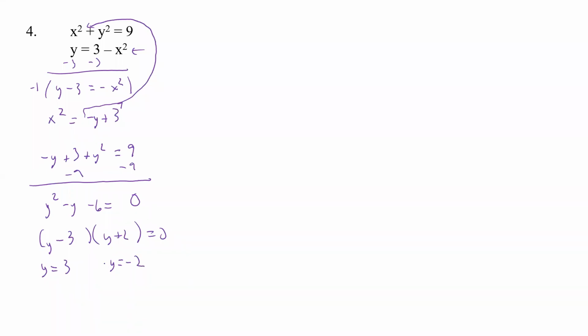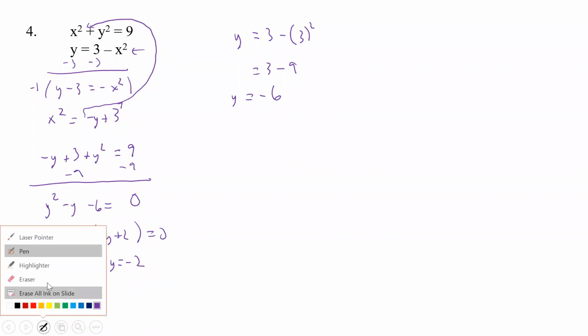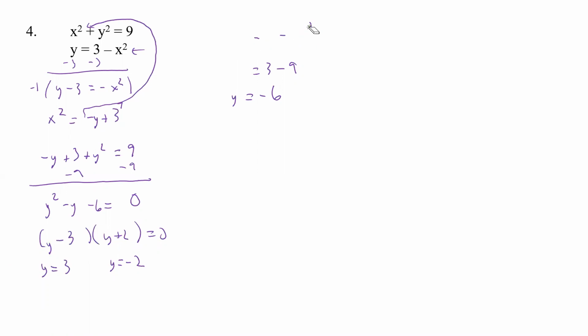Okay. Well, now since this one's already solved for y, I'm just going to go ahead and plug it back into that equation. And so y is equal to 3 minus, and then I have a 3 squared. And so 3 minus 3 squared is 9. So y is equal to a minus 6. Okay, that looks okay. And so then let's see, what do we have? Make sure I've got that. Oh, wait a minute. I solved for y. I'm messing up here. All right. I'm making it too easy.